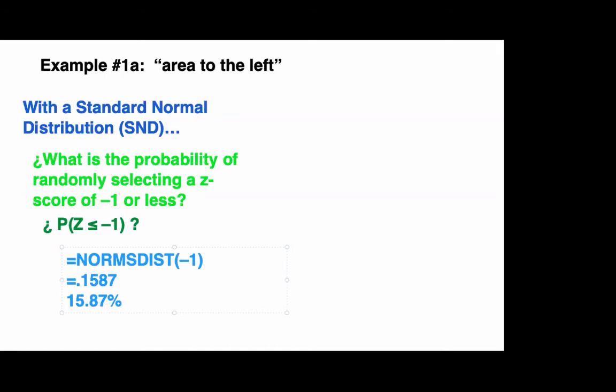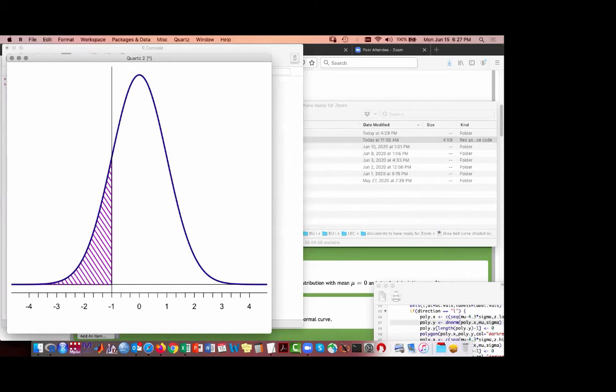Let's look at this graphically. This graph shows us the area under the SND to the left of the value -1. Visually, it seems reasonable that we are seeing 15.87% of the total area under the curve shaded here in purple. If we were to think of this as a relative histogram, and there were lots of thin bars under the curve, the bars that would be shaded here would amount to 15.87% of the total data.